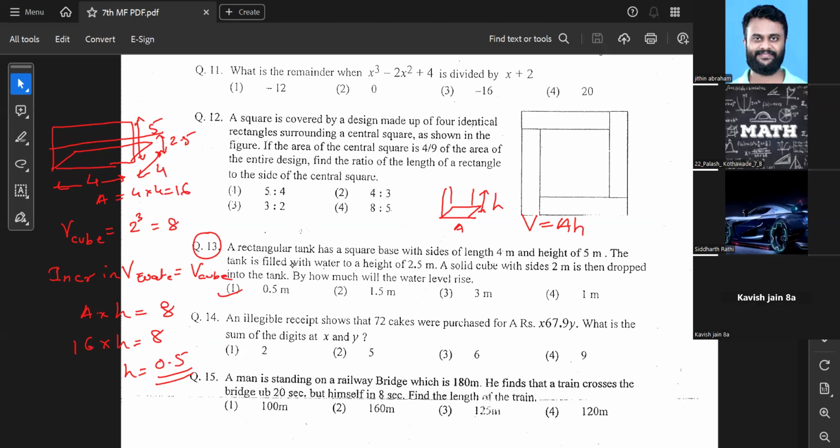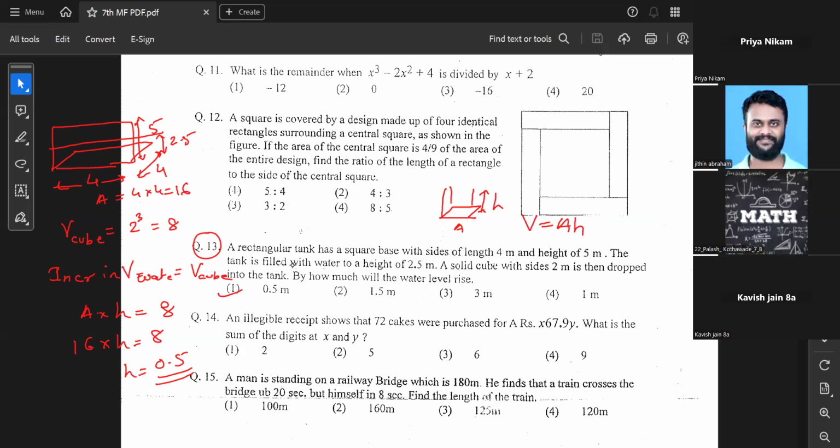Sir, I could not understand. Is that H, height? Sorry, one by one. Simple logic, right? And somebody was asking what is H. Sir, why did you take 16 into H is equal to 8?